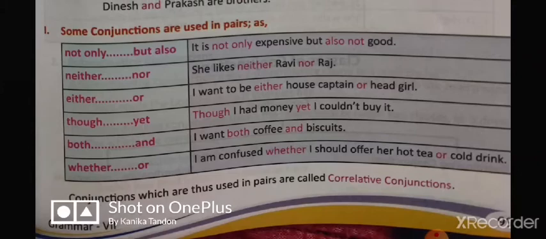We can use though in a separate sentence and yet in separate sentences, but there are some conjunctions that we cannot use alone, like neither nor, either or. If either is used in a sentence, or will be used in the sentence for sure. Same goes with neither nor, same goes with not only but also, same goes with whether or. All right, so come on to the next page.